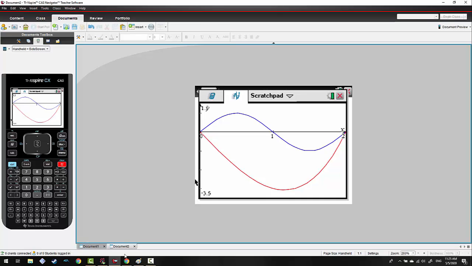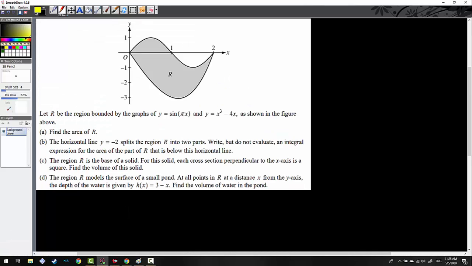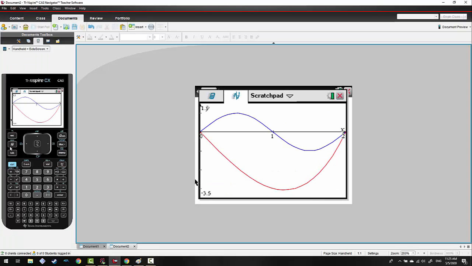Alright, cool. Let's take a look back at the problem here. Oops, we don't need to see Final Fantasy 13. Okay, so from here, finding the area of R is just a matter of top versus bottom. So in the calculator, I'm going to go top minus bottom. That looks like it's going to be sine minus polynomial.